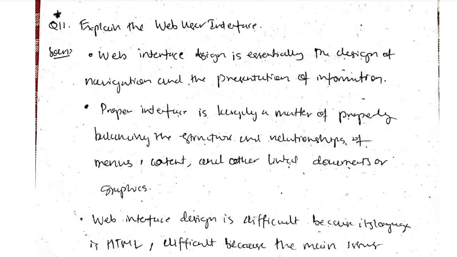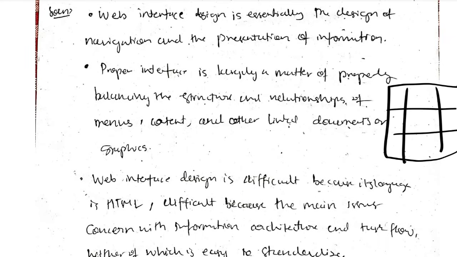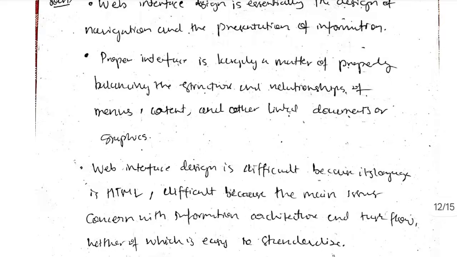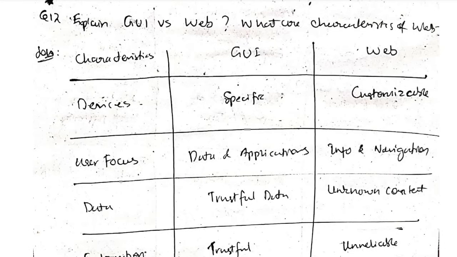Okay. So a proper interface is basically the structured way of representing the information. That is what is called the proper interface. In this, it's actually hard to implement the user interface because it's the HTML language and it's difficult to manipulate it, and the architecture and the page flow are neither of which is easy to standardize.